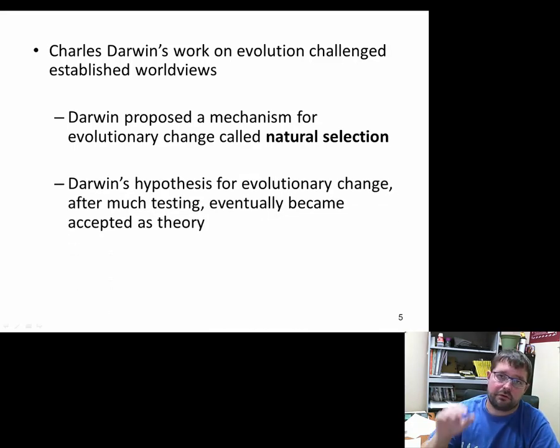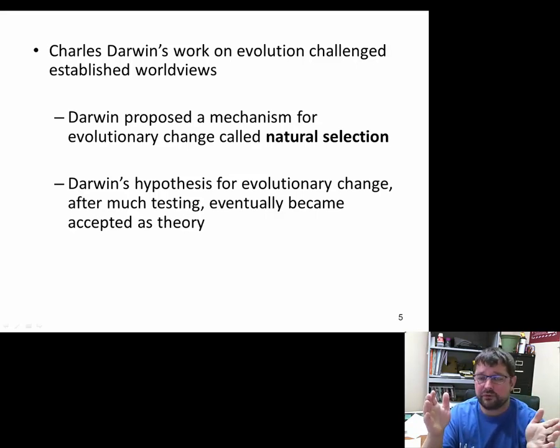Now, after a lot of experiments, so Darwin went on the voyage of the Beagle and didn't publish until 1859. Okay, so he sat on his findings from the voyage of the Beagle, but also from other experiments that he did for a long period of time. Okay, he had almost 30 years of experimental evidence, okay, that he presented in his book on natural selection.